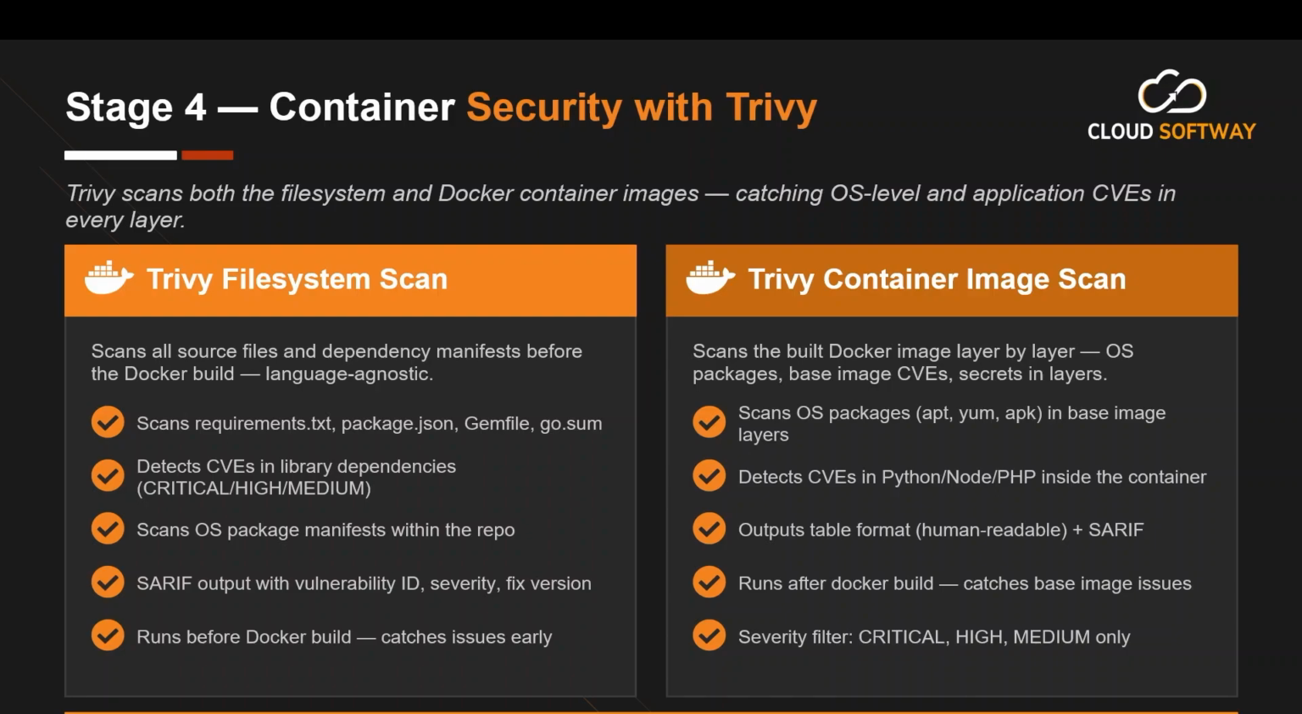The first one is a Dravi file system scan. This scans source files, and it also checks any dependency manifests right before the Docker build. It helps us identify problems before we even start the image build process. The second type is the image scan. This examines the Docker image itself layer by layer.